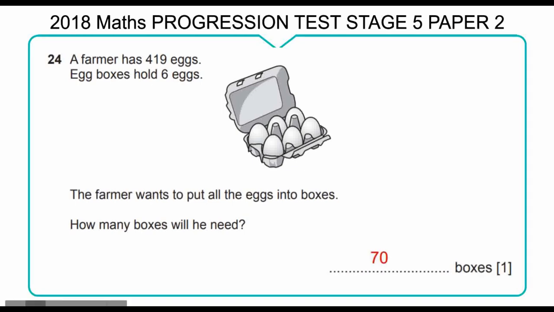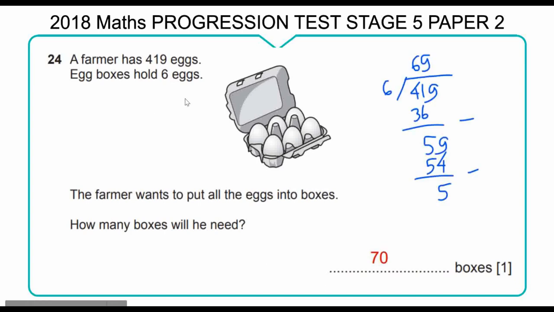A farmer needs 70 boxes. 419 divided by 6 is 69. You can count this with calculator. 6 times 6 is 36. Subtract, we got about 59. So 6 times 9 is 54. We get the remainder of 5. It cannot be fit in 69, so we have to add an extra 1 for the remainder of 5. So 70 boxes is needed.